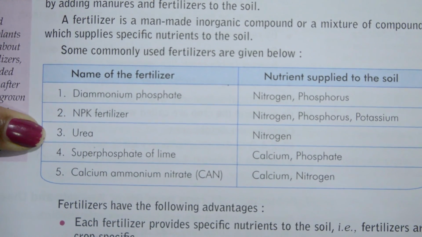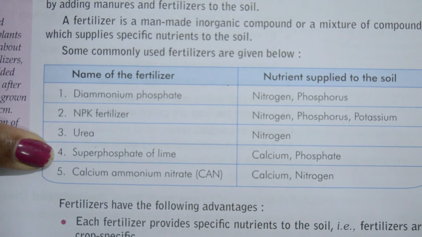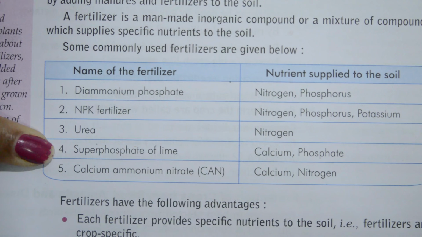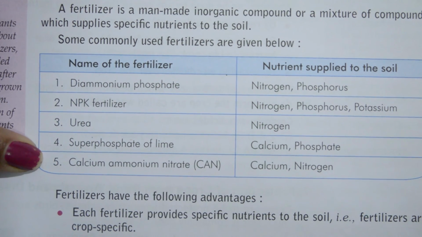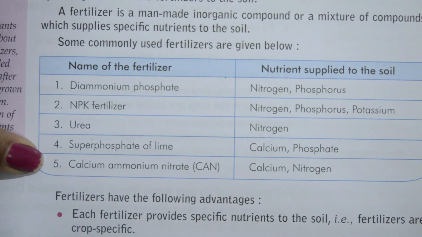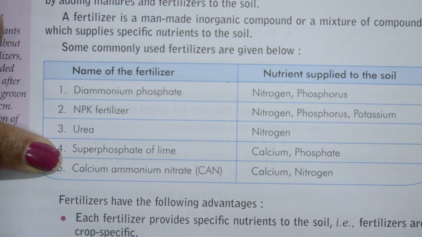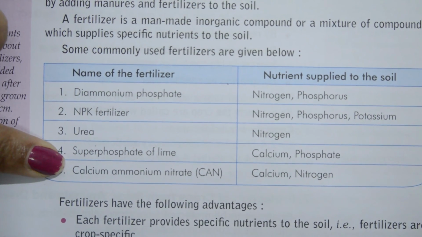It is rich in nitrogen. And the fourth one is super phosphate of lime, which contains calcium and phosphate. The fifth one is CAN, calcium ammonium nitrate. So the nutrients present in it are calcium and nitrogen.